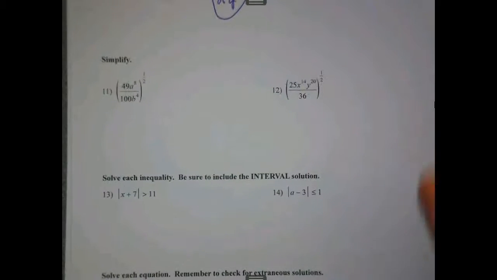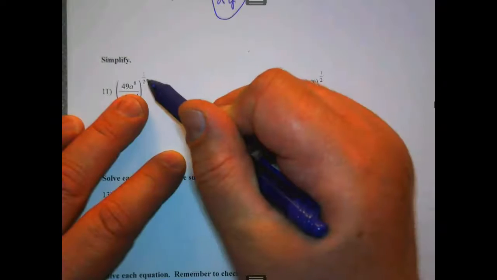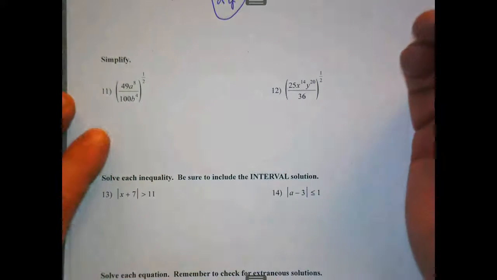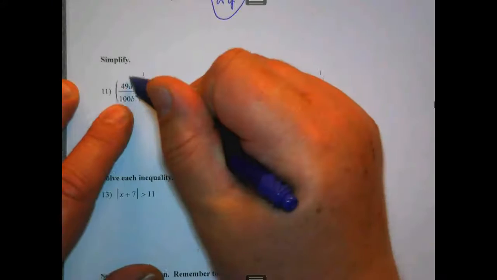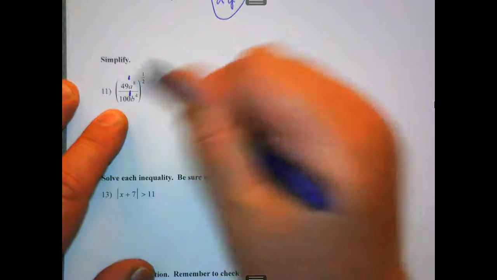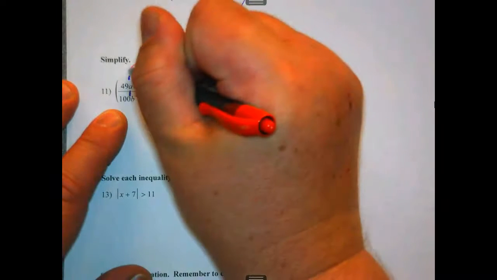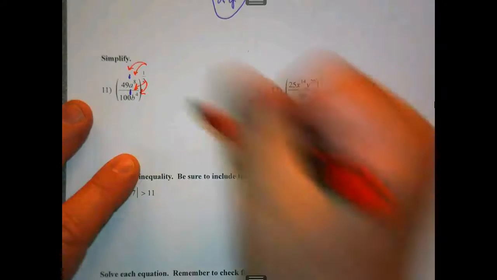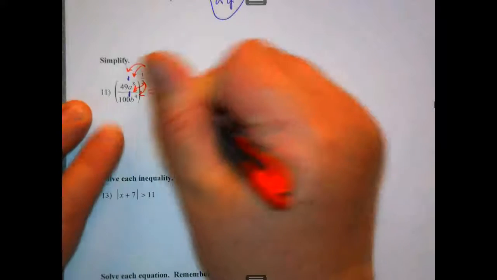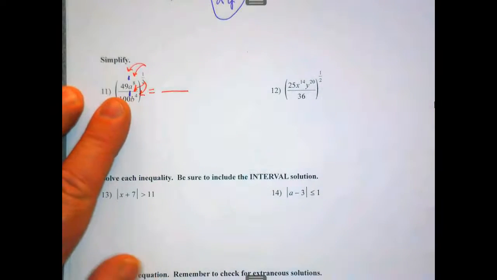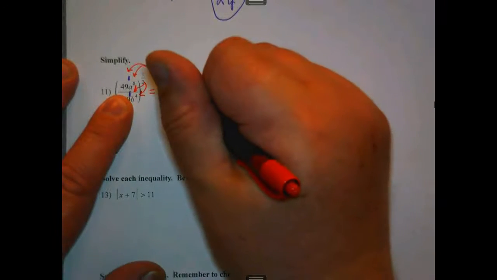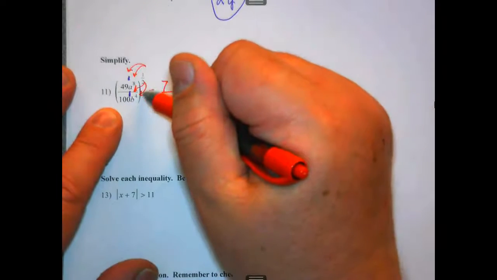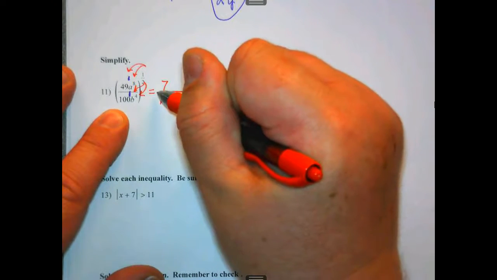Number 11. See, anything raised to the 1/2, I can also think of it as square rooting, right? Now remember, it's outside parentheses, so I have to distribute it to each one of the exponents. Now with numbers, I'm going to take the square root instead of multiplying the exponents. Square root of 49, 7. The square root of 100, 10.